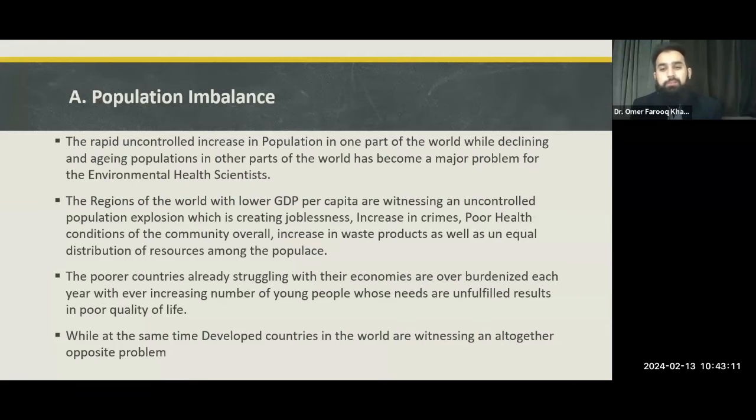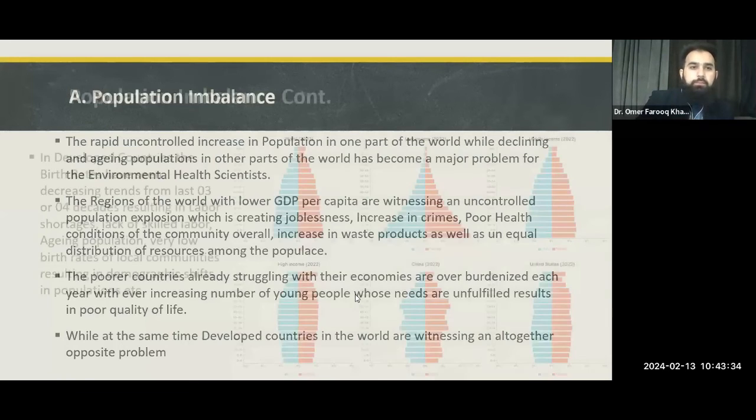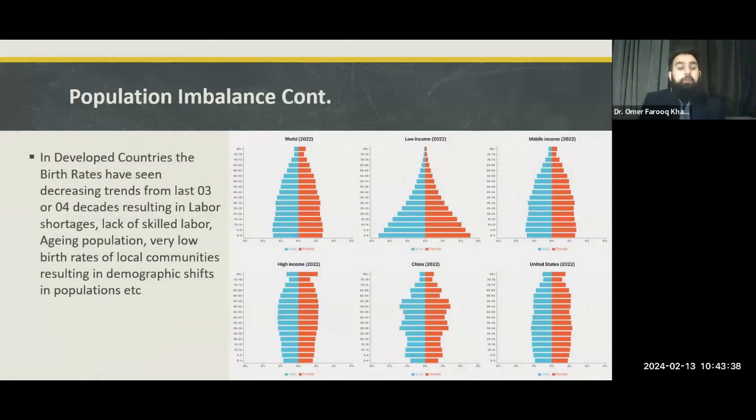So the developing world, the poor world, is creating too many humans whose needs are unfulfilled more than ever. And then at the same time, the developed countries in the world who can sustain the increasing population are witnessing an altogether opposite problem. And what is that problem? In developed countries, the birth rates have seen decreasing trends from the last 3 or 4 decades, resulting in labor shortages, lack of skilled labor, aging population with very low birth rates of local communities, resulting in demographic shifts in populations as well.